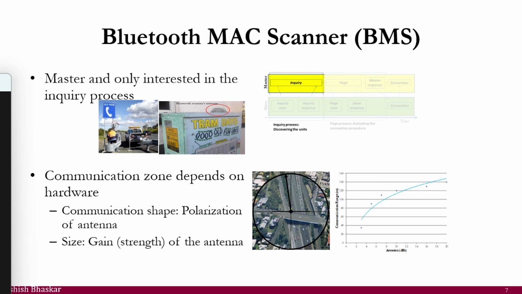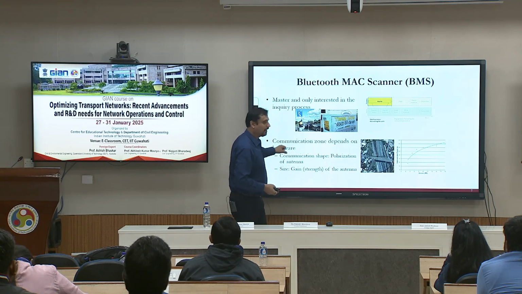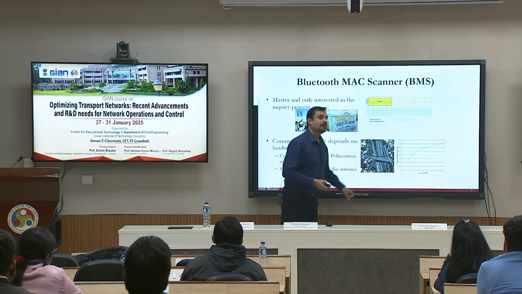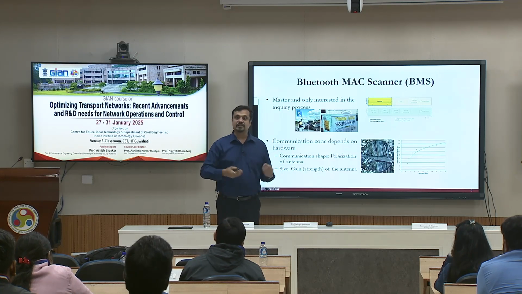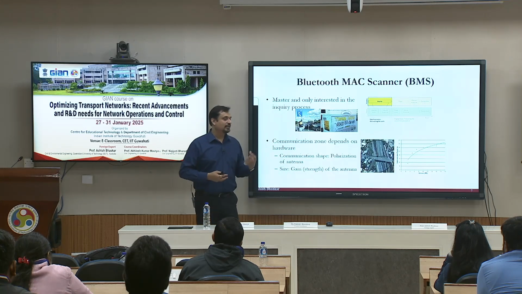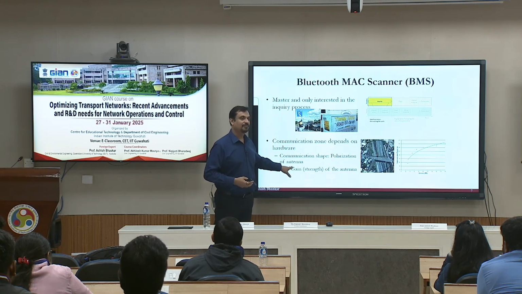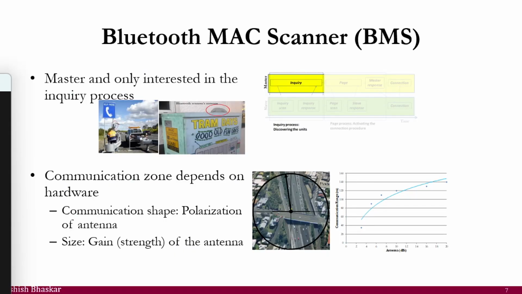But this other device has to respond back, right? Now, obviously, it depends on how far a communication you want, and that depends on your hardware. You can have different types of antennas depending on how far you want to scan. You can scan for 5 meters, 10, 15, 20, 100, 200, 300 meters, depending on the strength of the antenna. As the antenna strength increases, your communication range starts increasing.